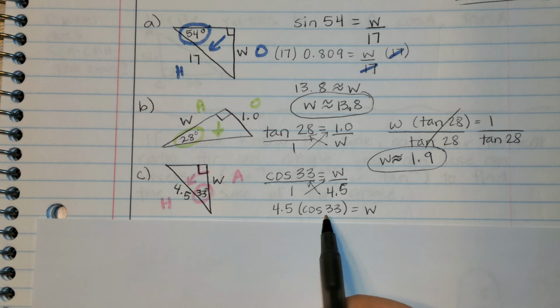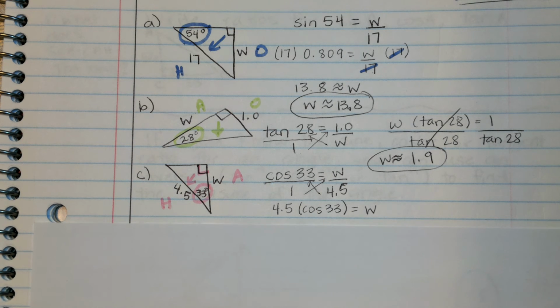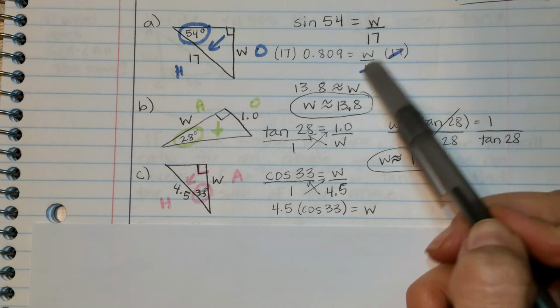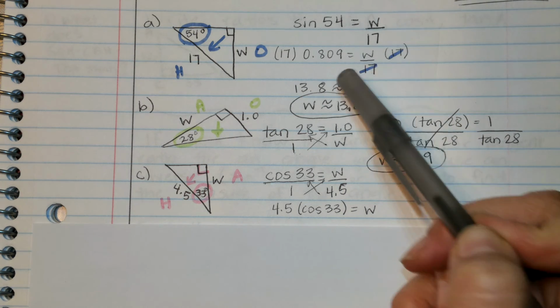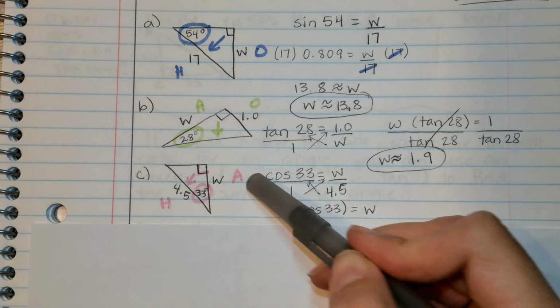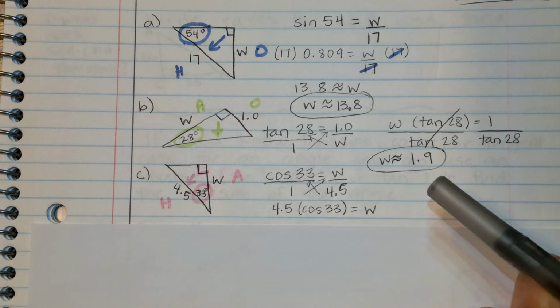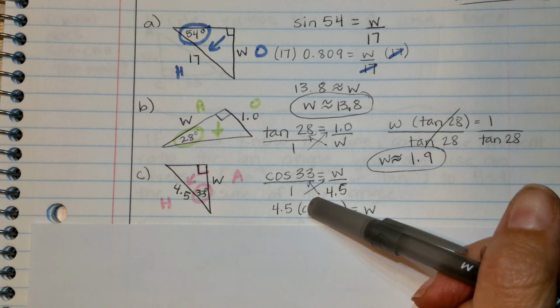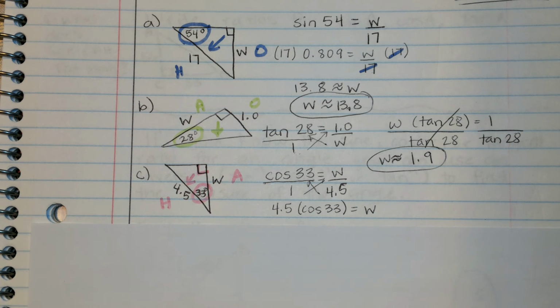So I just have to do that one calculation in the calculator. Or like I said in the first one, because you can still see it, you could think about multiplying both sides by 17, or like here it was 17 to cancel. Here you could have thought about multiplying both sides by 4.5. There's more than one way you could think about doing it, but you end up still multiplying 4.5 times cosine 33.